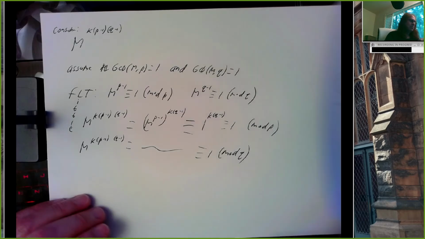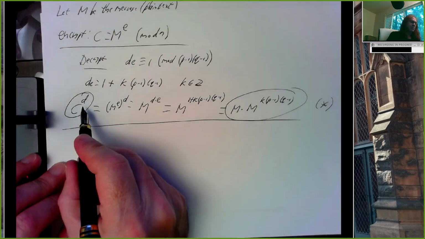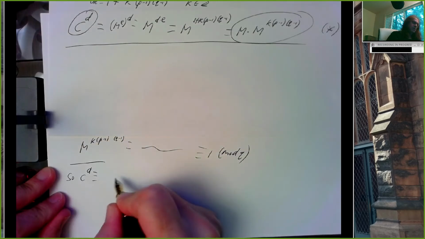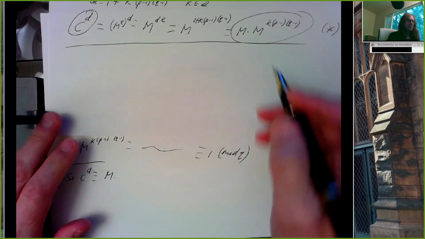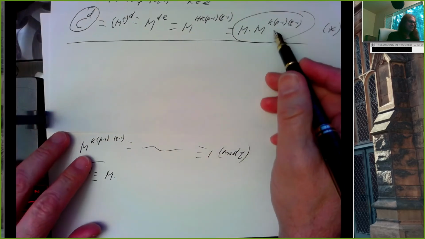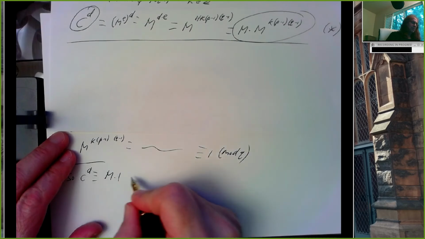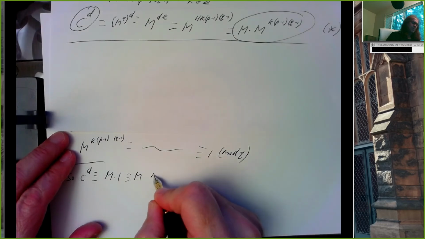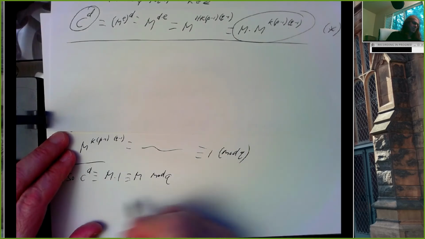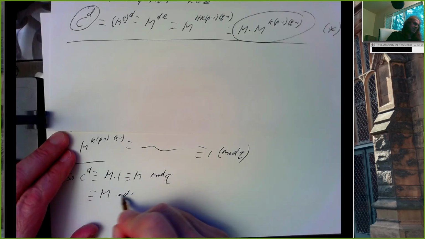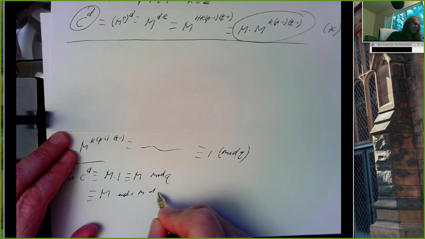So our original C raised to the power D is congruent to M times, well, if M to the K times P minus 1 times Q minus 1 is congruent to 1, it's just congruent to M times 1, which is just M modulo Q, and it's also congruent to M modulo P.